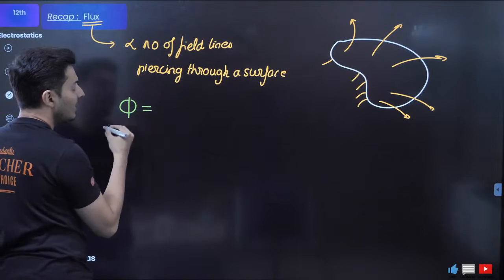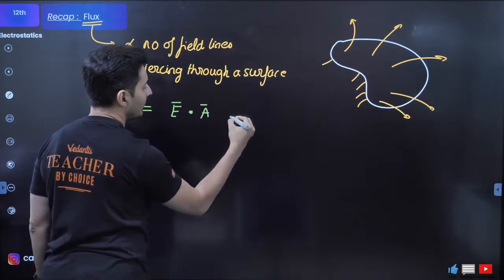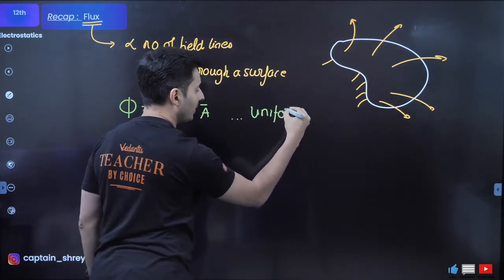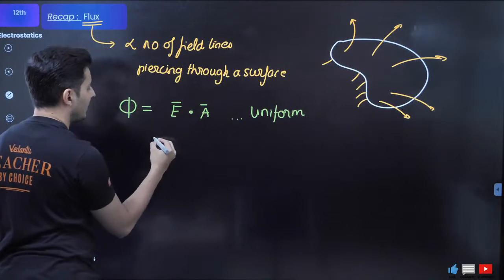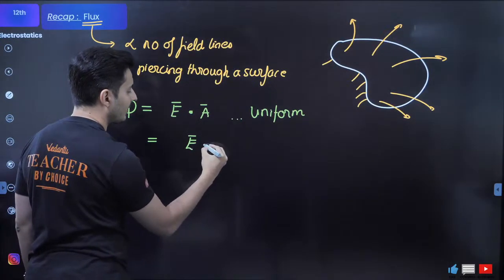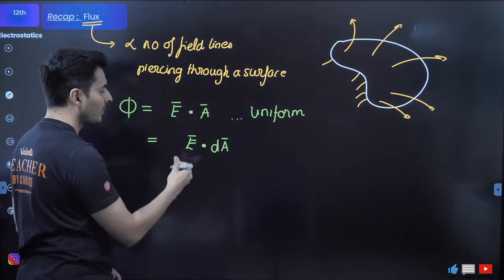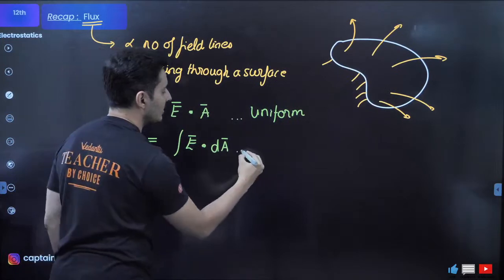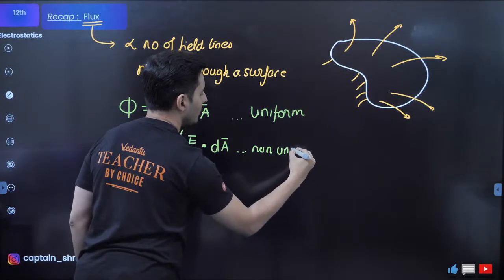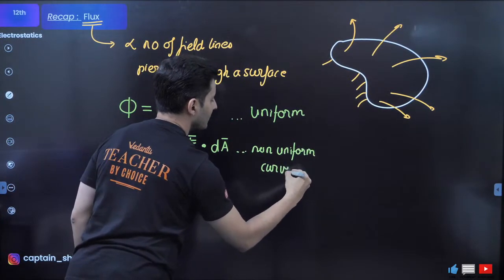There is another way of defining the same flux. Flux can be defined as electric field dot the area vector if the field is uniform, and if it is a flat surface. But if it is non-uniform and it is a curved surface, then you take the electric field and take the dot product with the area vector at each location and you integrate it. So this is when it is a non-uniform, curved surface.